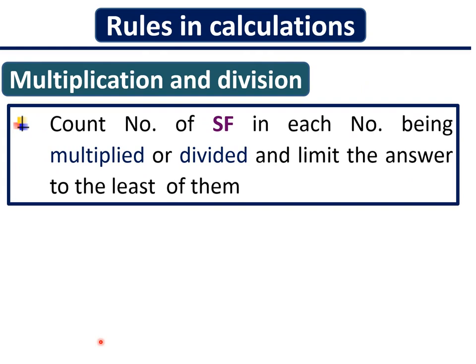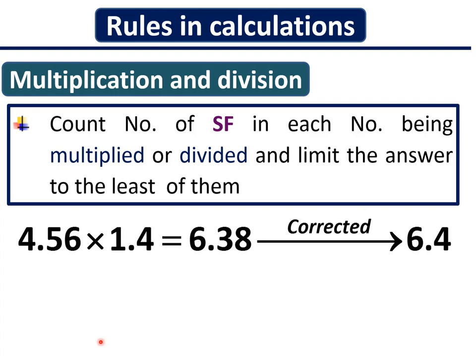In this rule, it says to count the number of significant figures in each number being multiplied or divided, and limit the answer to the least of them. I will give you an example. How many significant figures do we have in this number? Three. In 1.4, how many? Two. The result should contain only two significant figures. This is the rule. If you use the calculator, you will get this number, but if you leave it this way, the answer is incorrect. You have to limit it to the least significant figures of the entering numbers, so this number should be rounded. We'll talk about the rules of rounding maybe in the next slide.